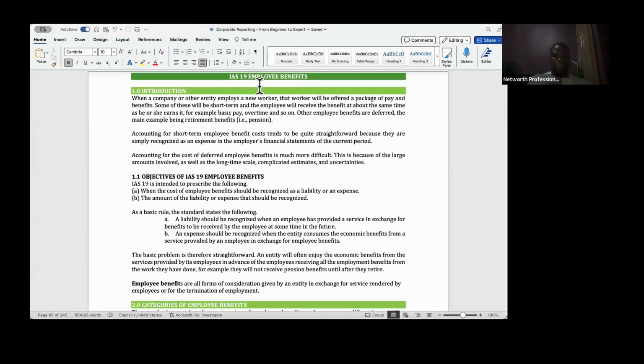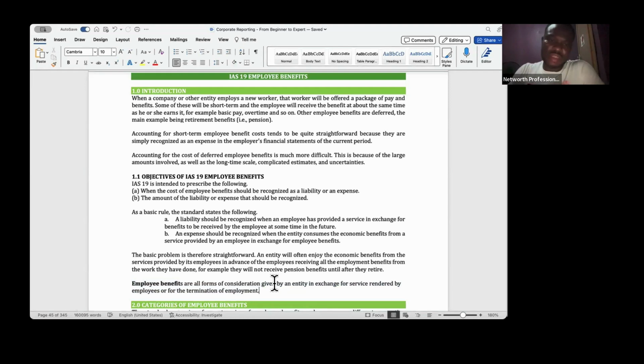So what are we talking about here today? For IAS 19, the major thing here is to understand what employee benefit is. The definition talks about all forms of consideration that an entity gives to its employees, whether cash or in kind. That is an employee benefit.